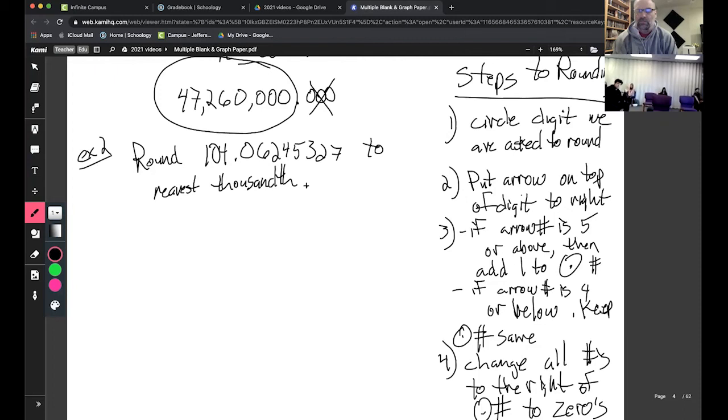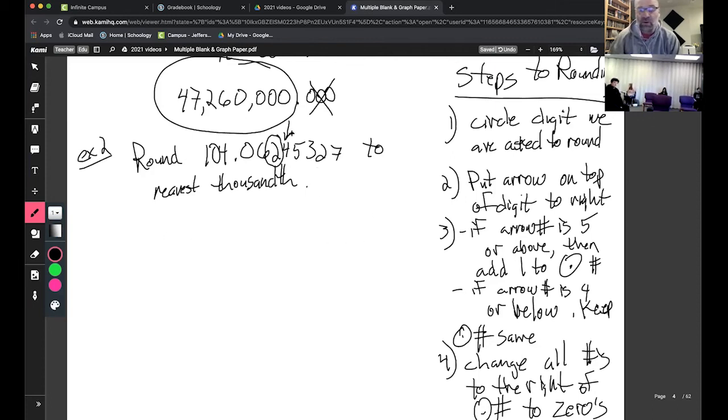Anybody got it? Elkin? Is it 104.063? All right. So you went the other way this time. So we're going to circle this. This is the thousandth, right? And then we're going to look here. All right. Apparently, I didn't go over this well enough. My bad.